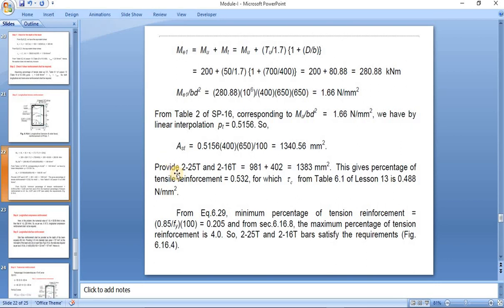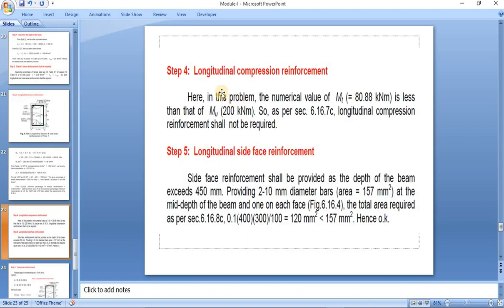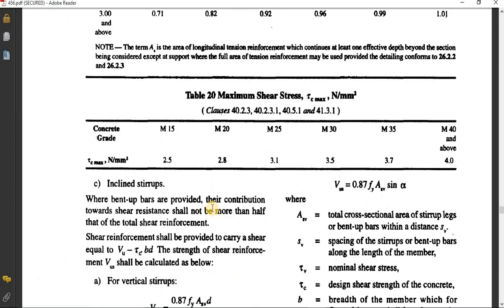Remember, the longitudinal reinforcement we have calculated is 2 numbers of 25 mm diameter bars and 2 numbers of 16 mm diameter bars. Further, longitudinal compression reinforcement and longitudinal side face reinforcement are to be calculated. In this problem, the numerical value of MT, that is the equivalent moment due to torsion, is equal to 80.88, which we have already calculated using this particular formula.